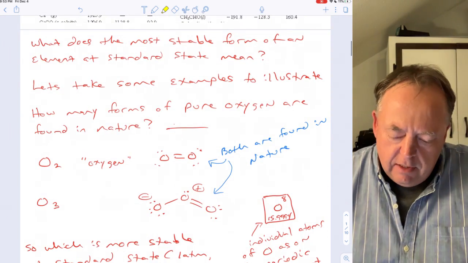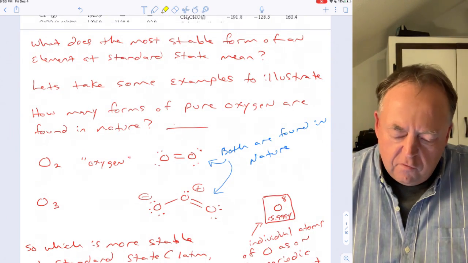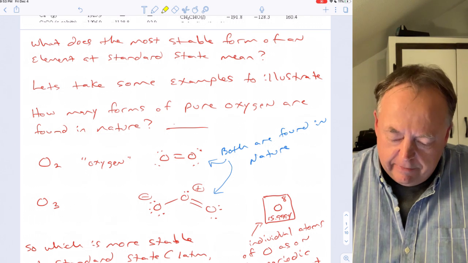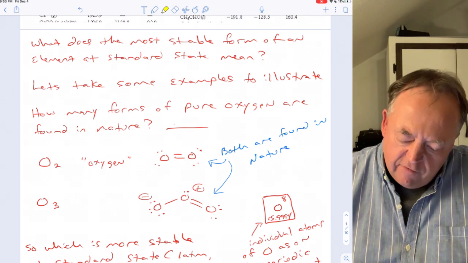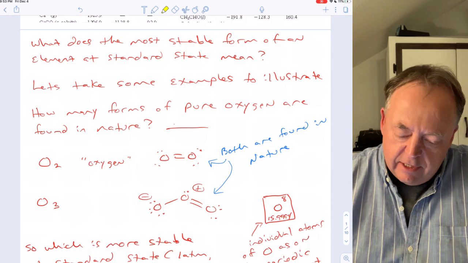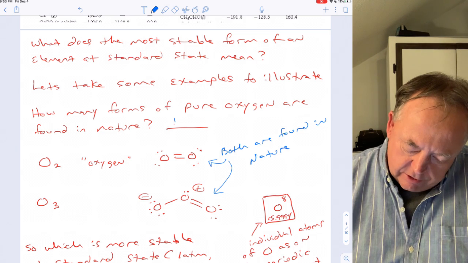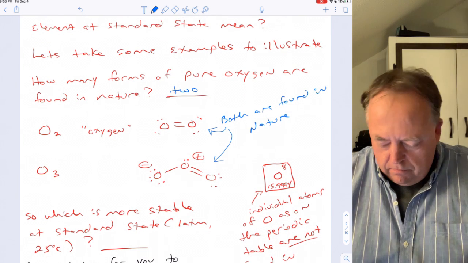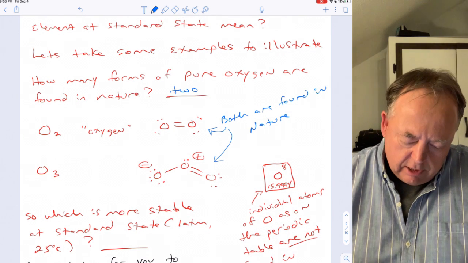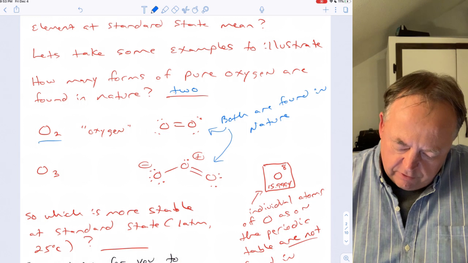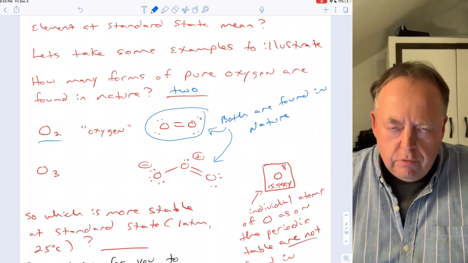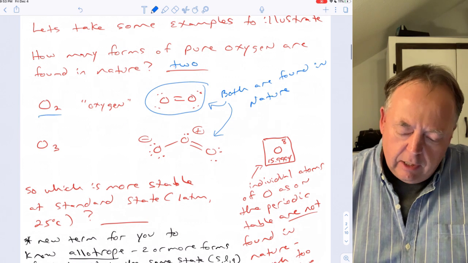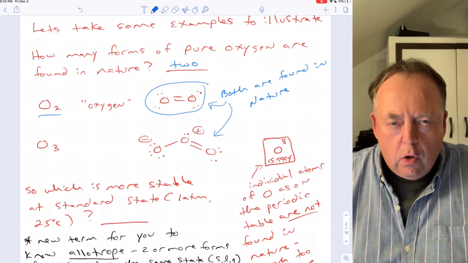Okay, so what does it mean to be the most stable form of an element, that standard state? Let's take a look at some examples to illustrate. How many forms of pure oxygen are there in nature? The answer is 2. When people say oxygen, they're probably talking about O2. And if you drew a Lewis dot structure of O2, you would come up with 2 oxygen atoms double bonded to each other. But you can also find pure oxygen in nature as O3.